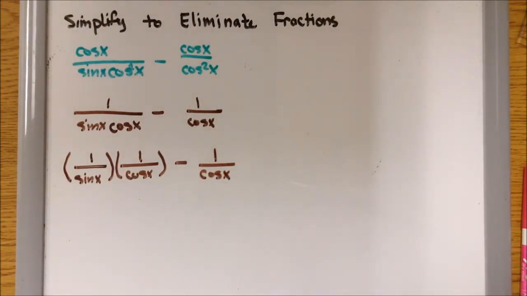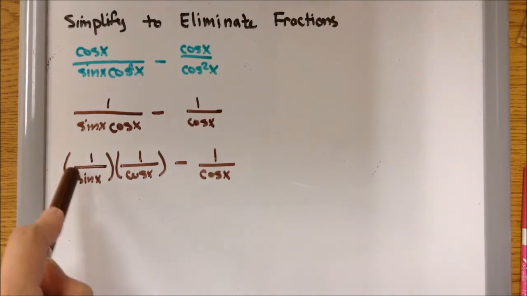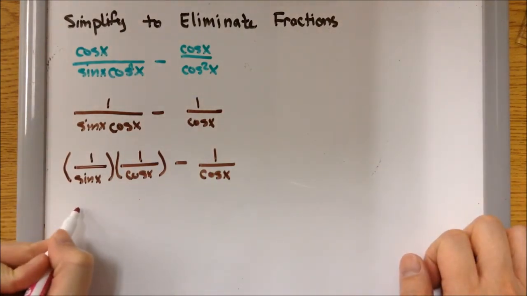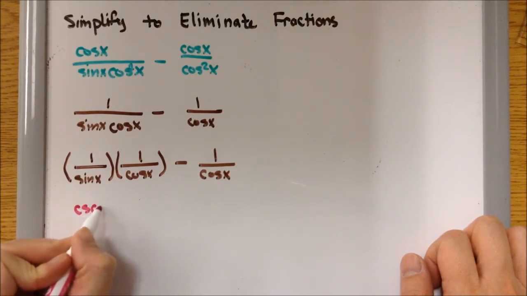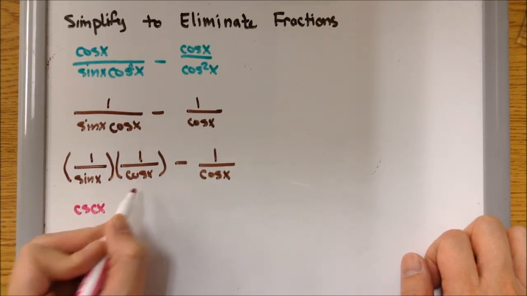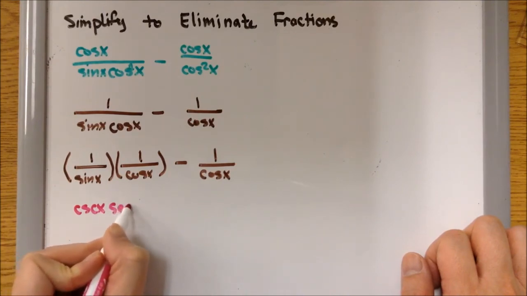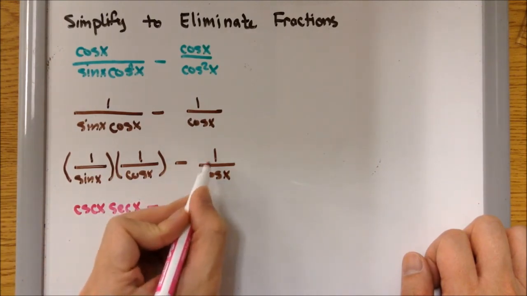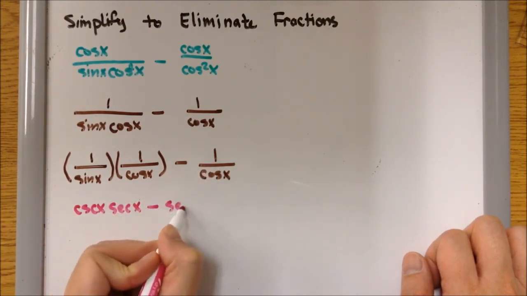Now we have these fractions, but to go back to the title, simplify to eliminate fractions. So what we're going to do is apply some identities. The only identity we can apply is the reciprocal identity because it has 1 on the top. So 1 over sine of x will be cosecant of x, and then 1 over cosine of x will be secant of x. Now you can put parentheses if you like when they're multiplying, and then 1 over cosine of x will also be secant of x.